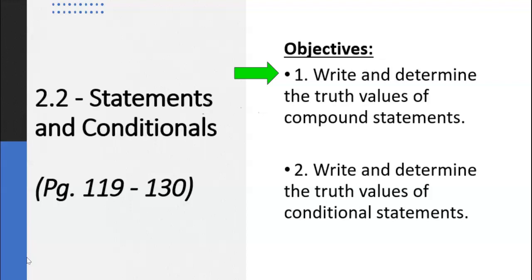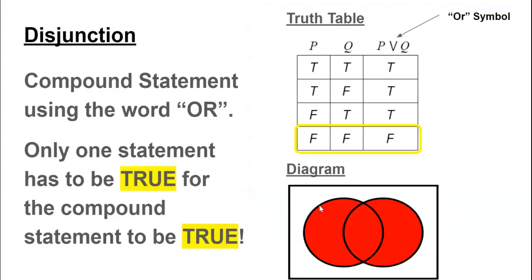This first one deals with two things, a disjunction and a conjunction. We're going to start by looking at a disjunction. A disjunction is when you have a compound statement, or a statement made up of two or more statements, using the word or. Only one statement has to be true for the compound statement to be true. In the truth table on the right, P represents our first statement, Q represents the second statement, and this upside down V is the symbol used to represent or in combining statements. You can have another one that says P or Q or W if you wanted to, but we're only comparing two right now, so there's just one symbol.